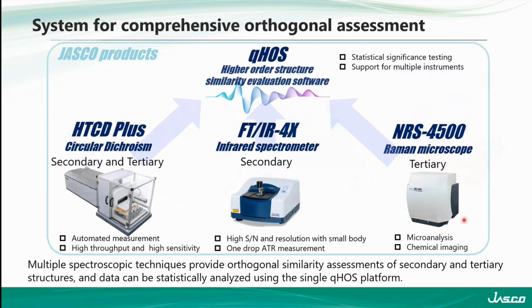And so in this case, the techniques that we're going to cherry pick to study these monoclonal antibody systems are: we're going to use a high throughput CD method that'll look at both secondary and tertiary structure. We're going to use FTIR with an ATR attachment in order to look at secondary structure. And then we're also going to employ the use of Raman microscopy to look at tertiary structure of these monoclonal antibodies. And then we're going to combine all these methods and analyze them in the single qHOS software package.